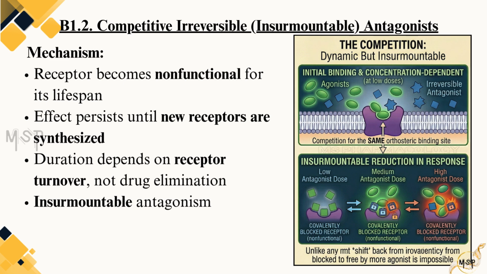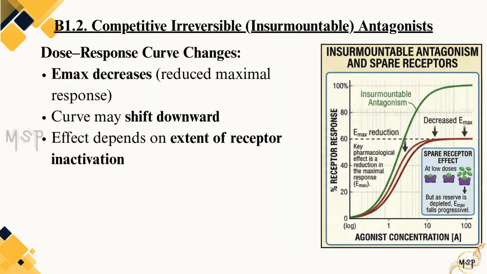As a result, the receptor remains inactive until it is degraded and replaced by newly synthesized receptors, meaning that the duration of action depends on receptor turnover rather than drug elimination. Because this binding cannot be overcome by adding more agonist, the antagonism is described as insurmountable, and its key pharmacological effect is a reduction in the maximal response, or Emax.